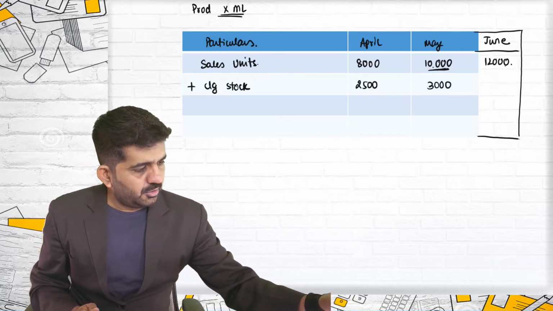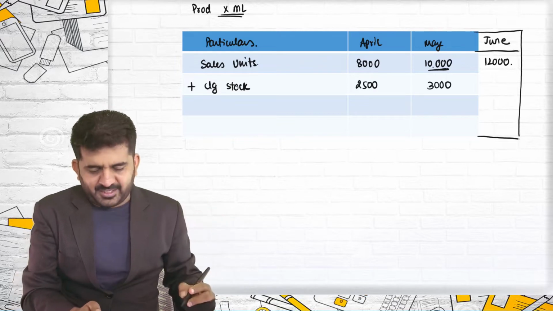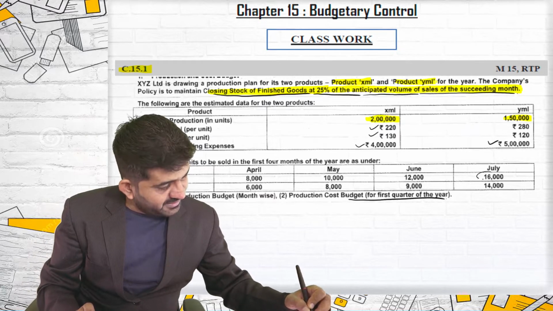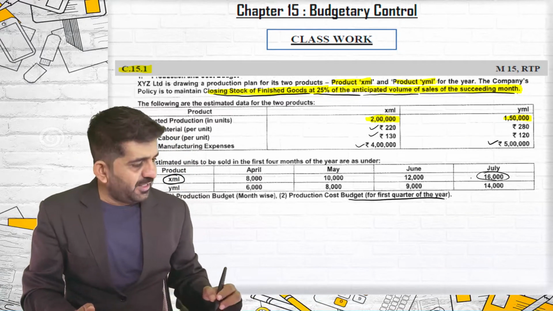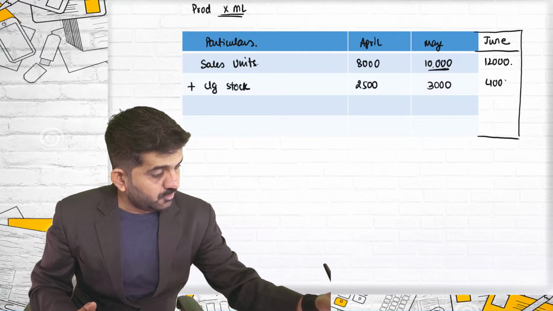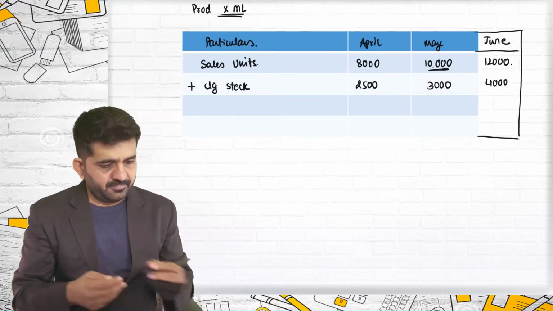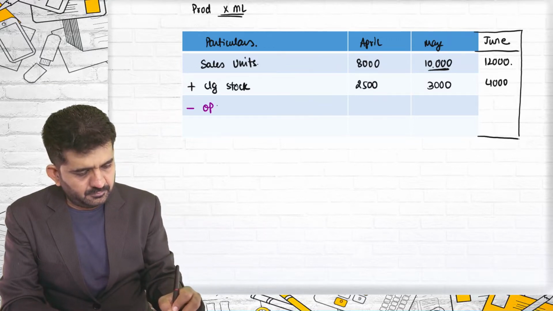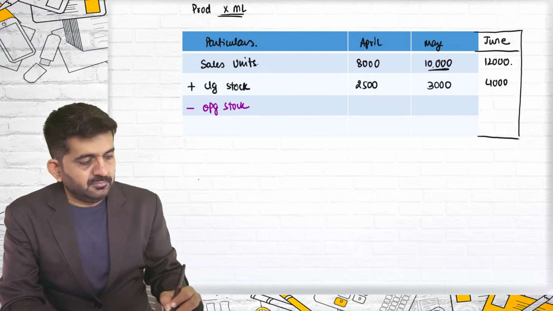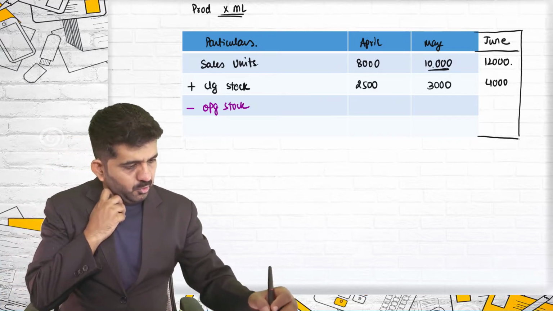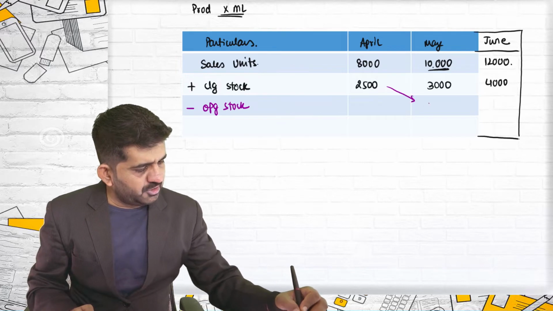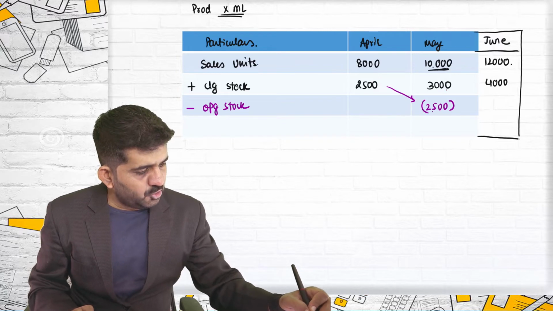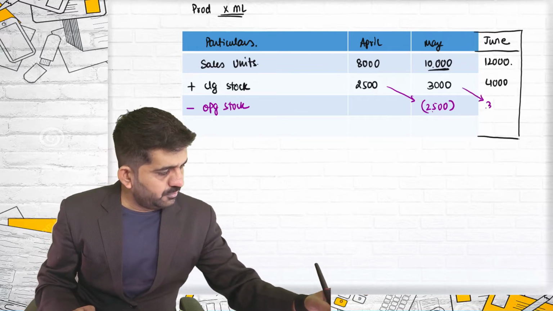And for June, we will have to take sales of July. So only sales of July is given. Sales of July will be 16,000 and 25% will be 4,000. So closing stock will be 4,000, minus opening stock. Now, closing stock of April will become opening stock of May, right? Closing stock of May will become opening stock of June.